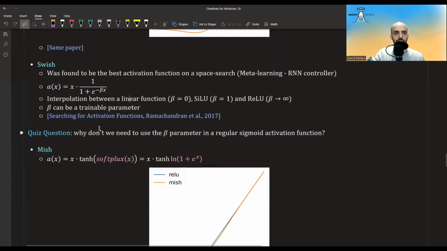And now a small quiz question. Here we have a beta parameter, and we can also make it trainable, but that's not the point. In the regular Sigmoid activation function, we don't need to use this beta. Notice this is the regular Sigmoid, only the regular Sigmoid doesn't have a beta here. And here all we do is multiply it by x. So why does beta play a role here? If you think you know the answer, please write it down in the comments to this video.